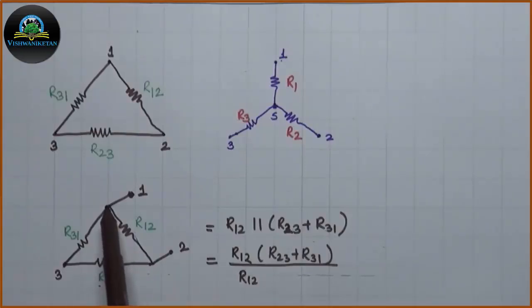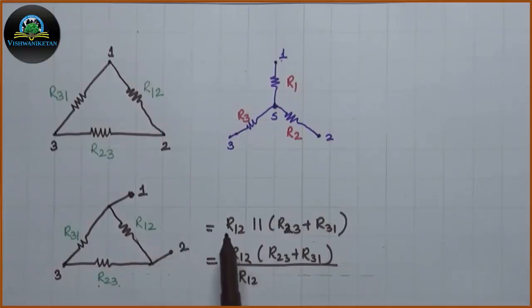Now if you observe the resistance between 1 and 2, R12 is one resistor and second branch is this branch. Hence, this branch becomes a series branch having two resistances R23 and R31, and this series combination is parallel with R12. Hence, we can write the resistance between 1 and 2 as R12 parallel with R23 plus R31. Now, by parallel rule, we can write this as R12 into (R23 plus R31) divided by (R12 plus R23 plus R31).